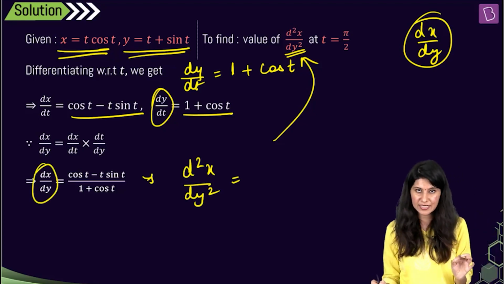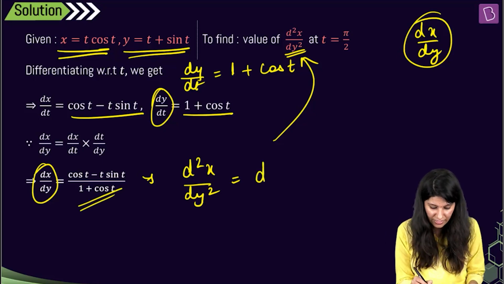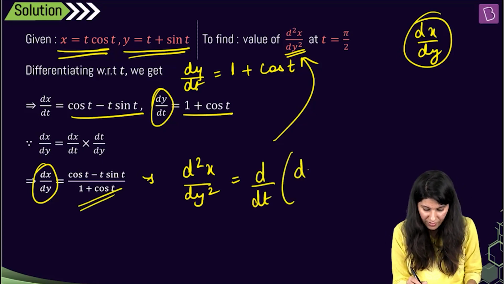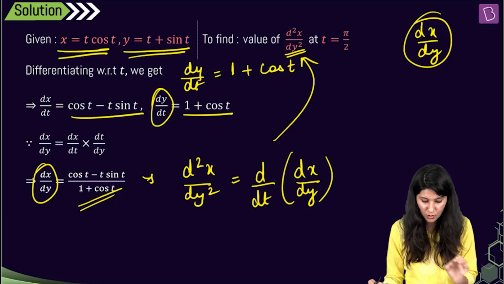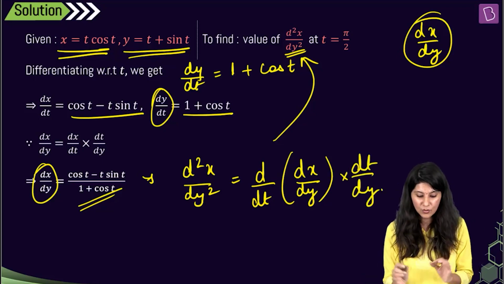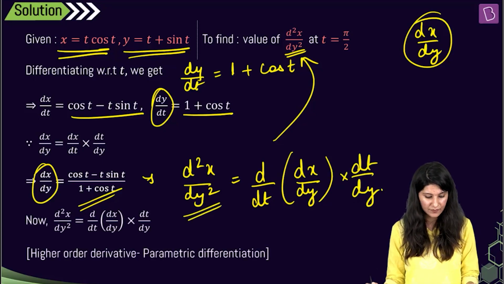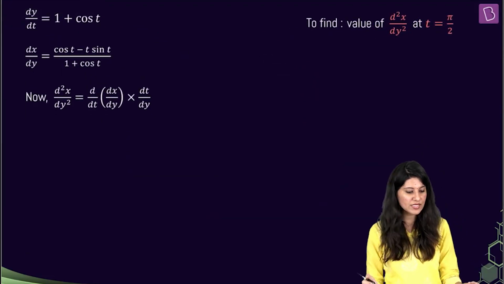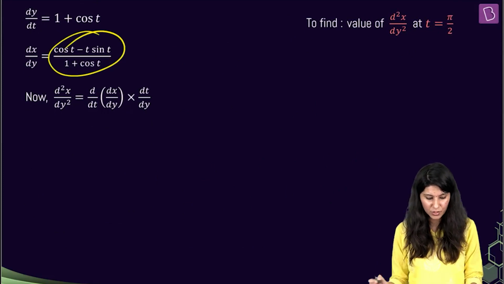Basically, we need to differentiate this with respect to t, because here t is the thing, right? So d by dt of dx by dy, right? Now one more thing, what I want is dt by dy. Then only we can call it d2x by dy square. Okay, so this is how our expression will look, right? Now we just need to differentiate it once again.